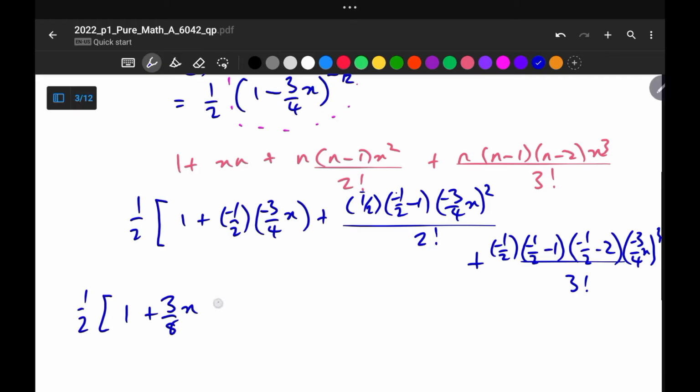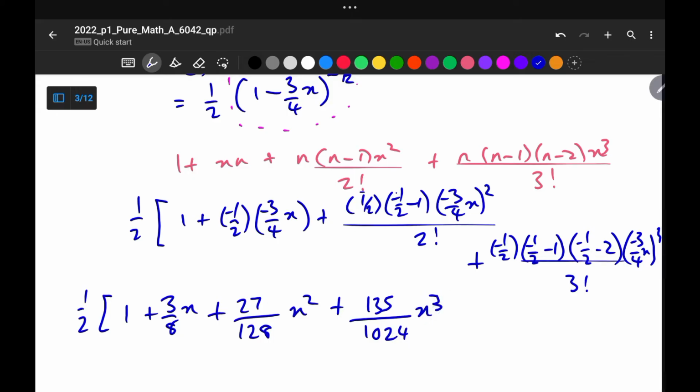Our answer is 27 divided by 128 x squared plus, here we have negative 0.5 multiplied by (negative 0.5 minus 1) multiplied by (negative 0.5 minus 2) multiplied by (negative 3 over 4) raised to the power 3, divided by 3 factorial, which is 6. So we are dividing by 6. Our answer is 135 divided by 1024 x cubed.